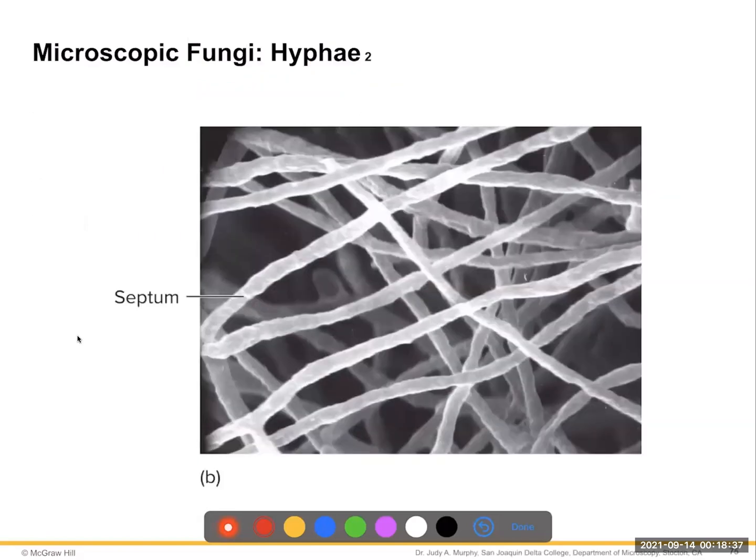This is a hyphae. You can see all the different filaments basically. It's called a septum as you look at it under the microscope.